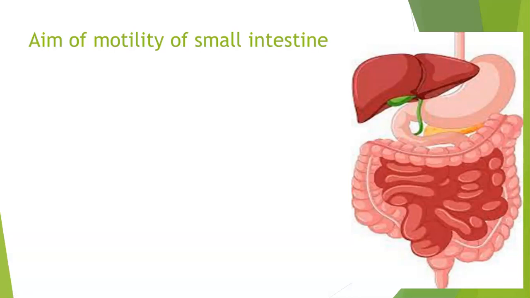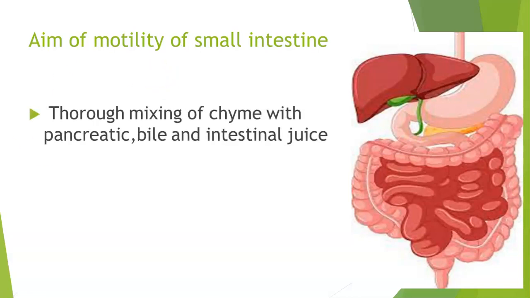Then we have to know the aim of the motility of the small intestine. As the food enters the duodenum, the motility of the small intestine helps in the thorough mixing of the chyme. The chyme is partially digested food from the stomach. It is mixed thoroughly with the pancreatic juice, bile, and the intestinal juice. If the chyme is mixed with all these juices, the food particles get easily digested. This is the first aim of the motility of the small intestine.